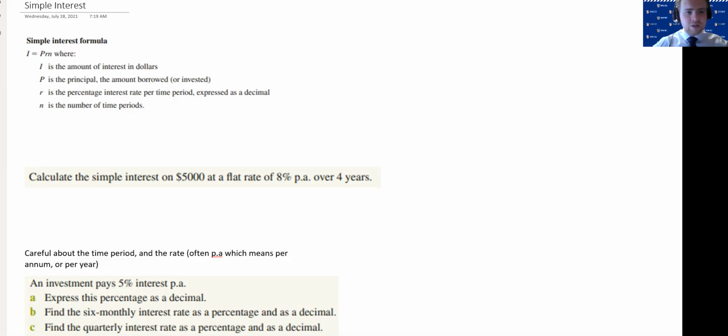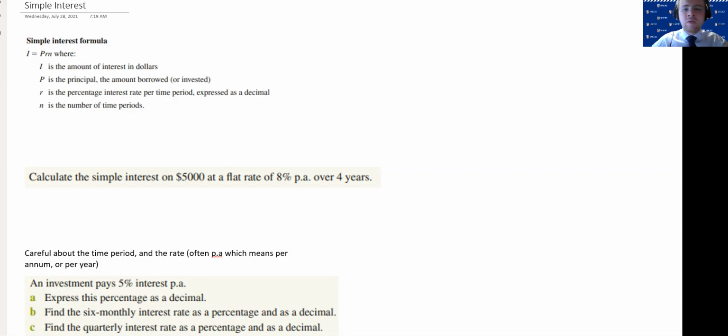So for simple interest, we have this formula here. So I equals PRN. I is the amount of interest. P is the principal. That is the original amount that you started with, or the amount borrowed. R is the rate. So it's usually written as a percentage. And sometimes we need to convert that to a decimal. And then N is the number of time periods.